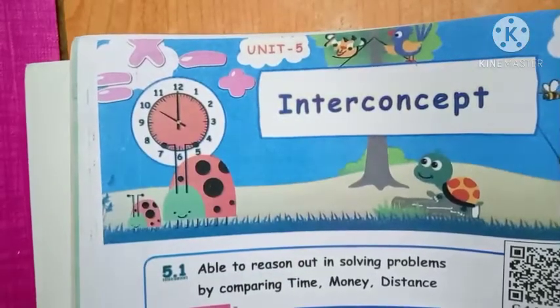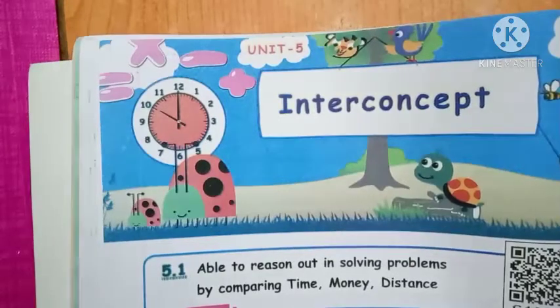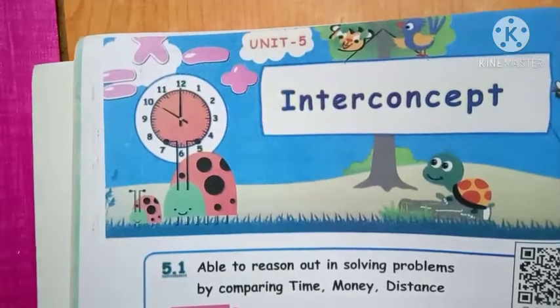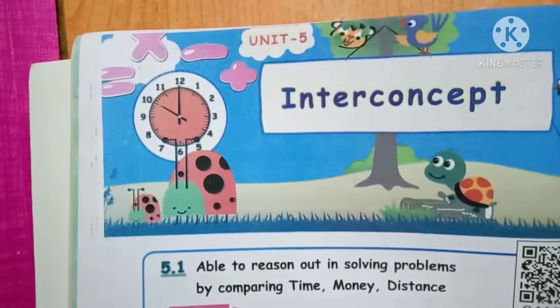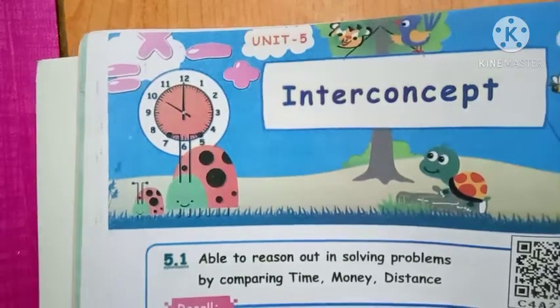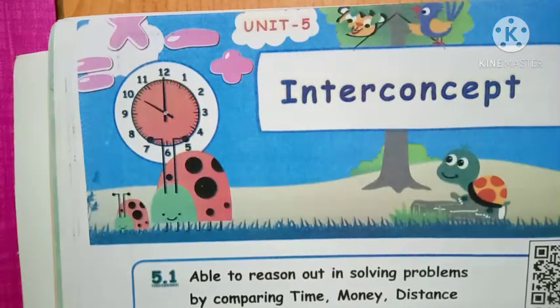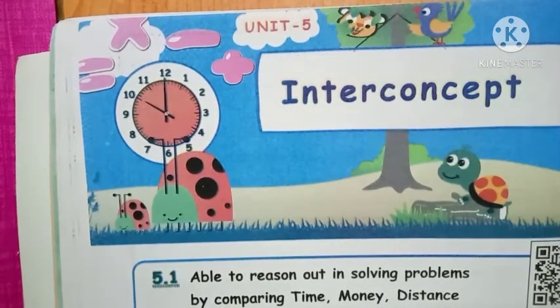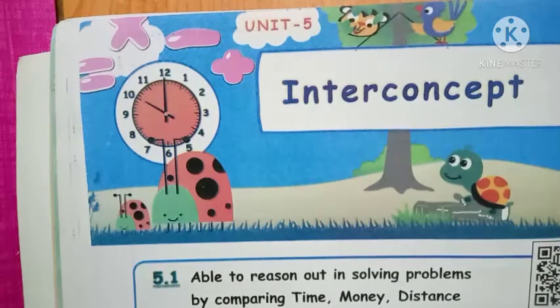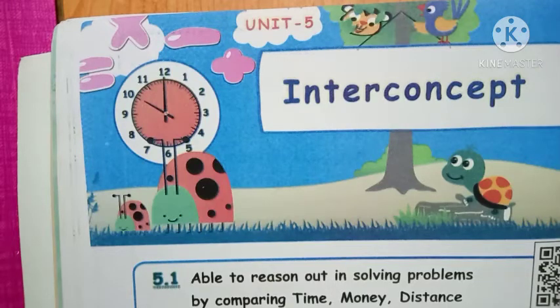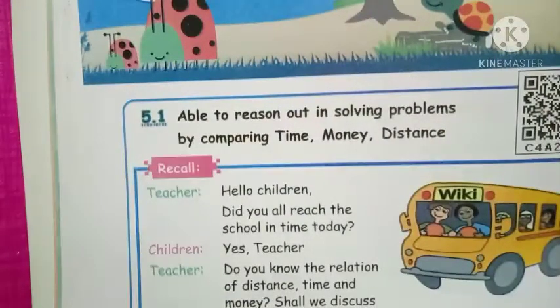This is for Unit 5, inter-concept. Unit 5 inter-concept is saying here to use time, clock, and a tortoise traveling from one place to another place, as in the picture example. You travel a distance, you take time, and you spend money. How much do you spend to travel from one place to another? The charges you paid. That is used here in inter-concept. So here we use time, money, and distance.